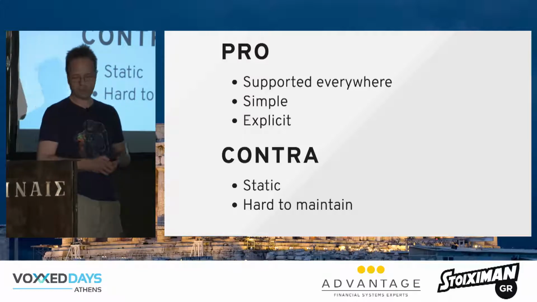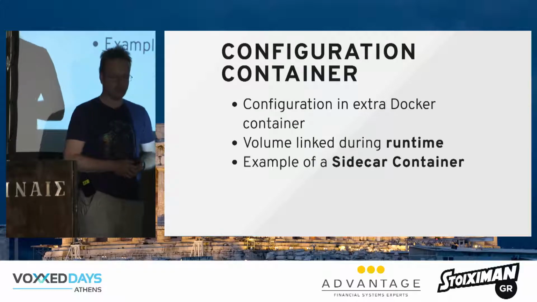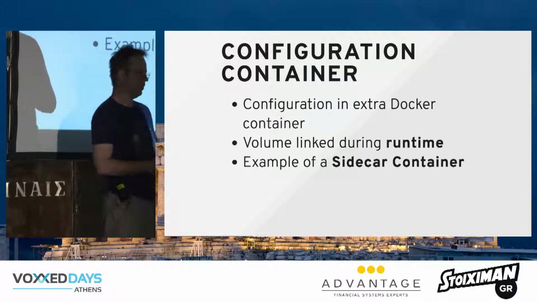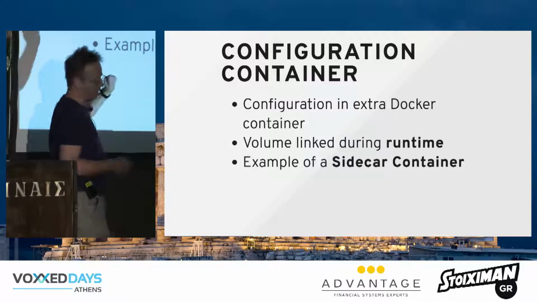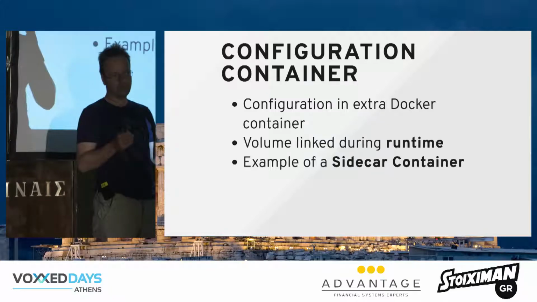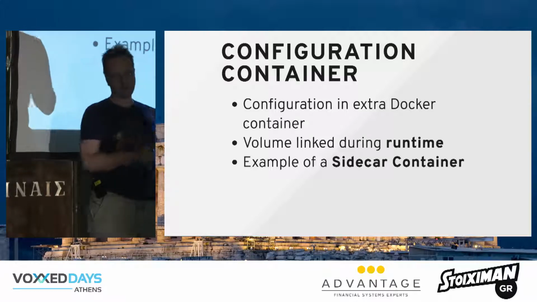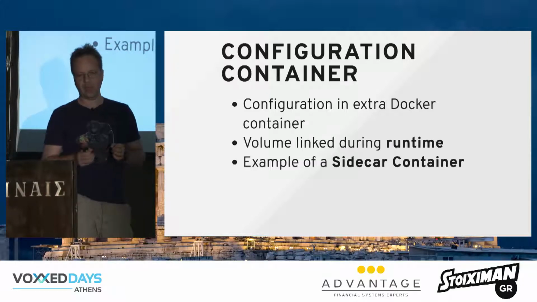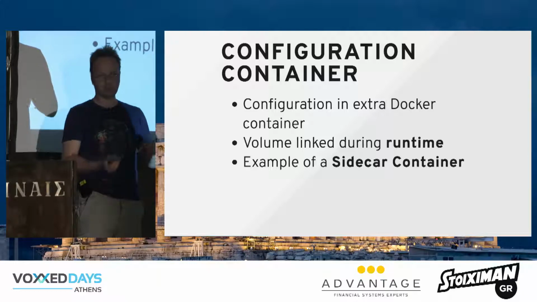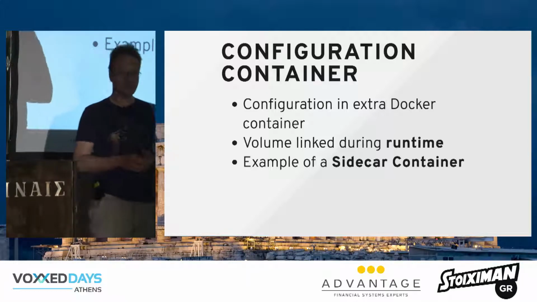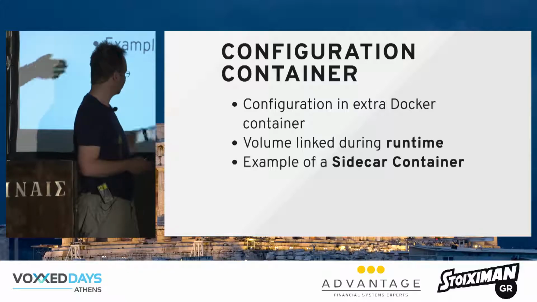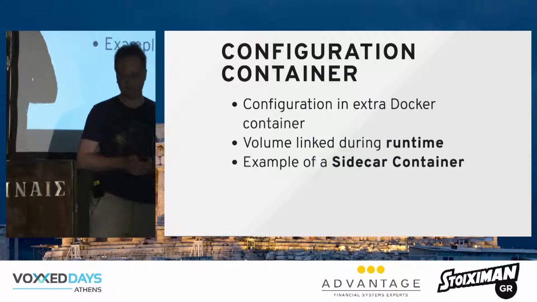What can we do? There are some other ideas, a little bit of a more involved concept. It's called a configuration container. The idea is that we put all the configuration which we need for a specific environment in a dedicated container, and we bring the application and this configuration container together during runtime. This is also an example of a so-called sidecar container, which I'll explain later on.